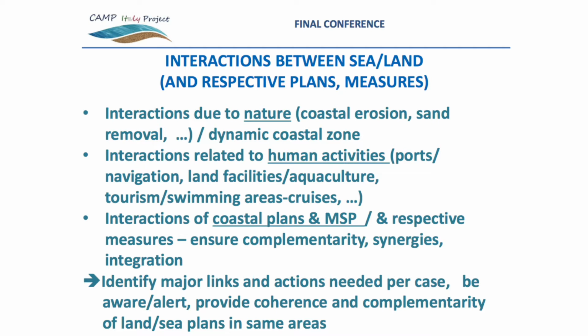And then we have the third kind of interactions related to plans, measures, and policies. Usually in our area, we start by coastal zone planning, which means, in practice, the land part. The moment we start planning the marine area, which goes beyond this land part for which we had planning, the next plan, the marine plan, needs to be articulated, needs to be connected with the land plan. So for this, we also need to be aware, take the necessary actions, and ensure synergies and integration.